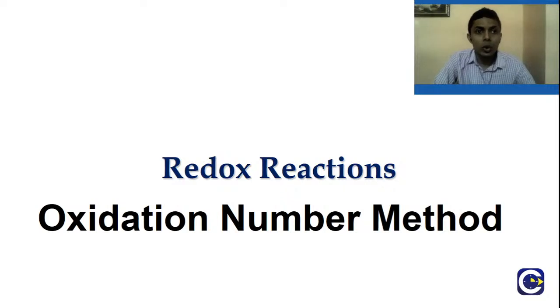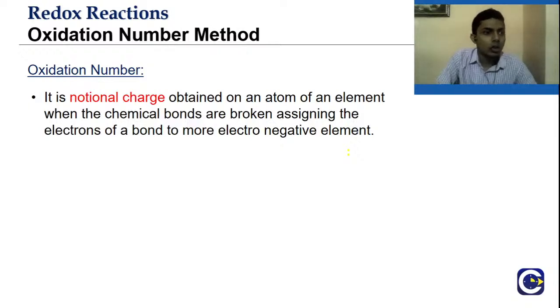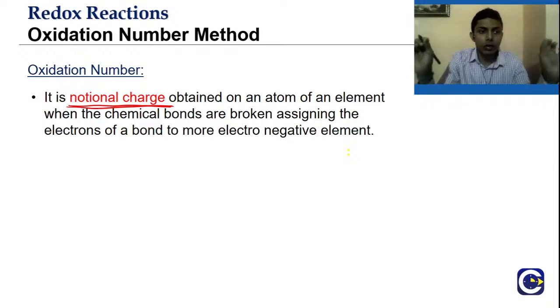Now there is one more method, which is the oxidation number method. This is a simpler form of the electron method, which we will be looking at. What is this oxidation number? It is notional charge. I'll explain that. It is the notional charge obtained on an atom of an element when the chemical bonds are broken, assigning the electrons of a bond to the more electronegative element.